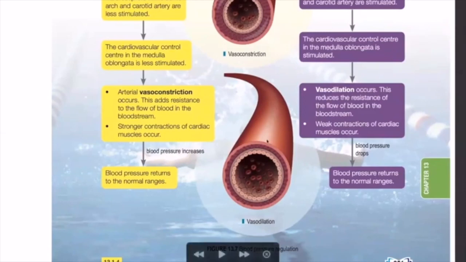Vasodilation tu macam mana? Vasodilation maksudnya saluran darah ni akan mengembang. Bila mengembang apa jadi? Reduce the resistance of blood flow in the bloodstream. So weak contraction of the cardiac muscle occurs. Cardiac muscle ni adalah muscle yang kita jumpa dekat jantung lah. Okay, so pressure akan turun. Bila blood pressure turun, the blood pressure returns to a normal range.